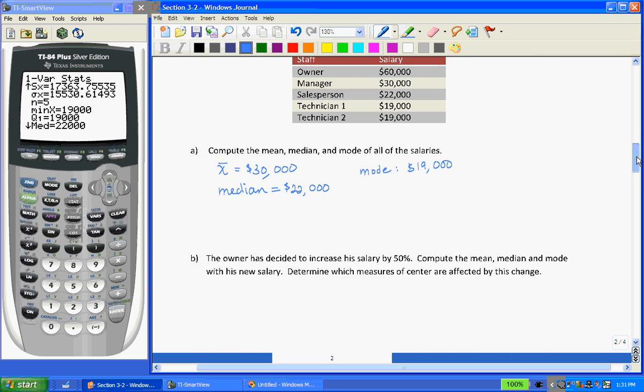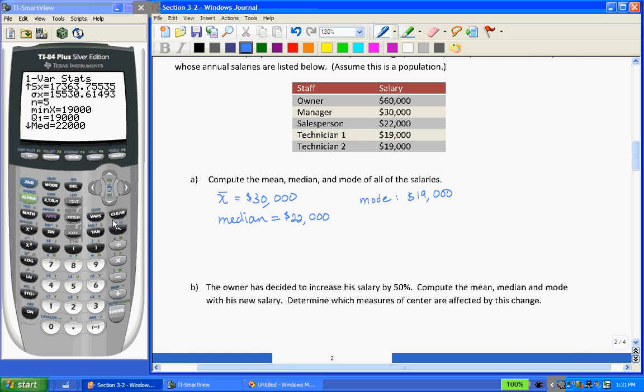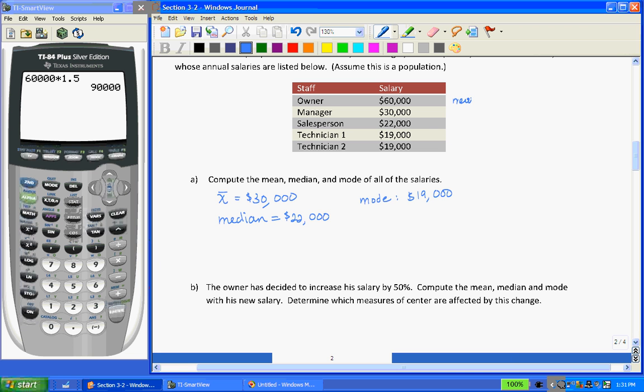Okay, part B, rather. The owner has decided to increase his salary by 50%. Compute the mean, median, and mode with this new salary, and determine which measures of center are affected by this change. Well, if he increases his salary by 50%, that means we're going to take 60,000 and multiply it by 1.5. So his new salary will be $90,000.